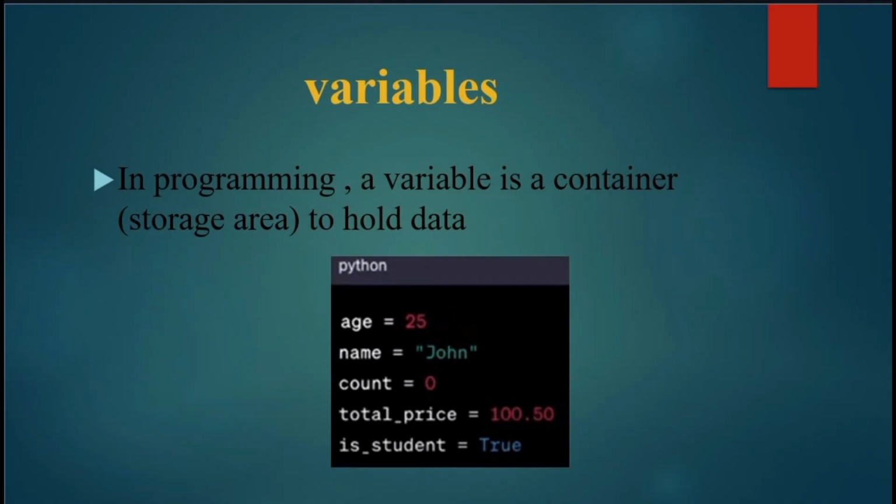Variables. Let's make it practical. Think of the variables as boxes that hold the data for us. If you say age equals 25, you are putting the number 25 in the box named age.